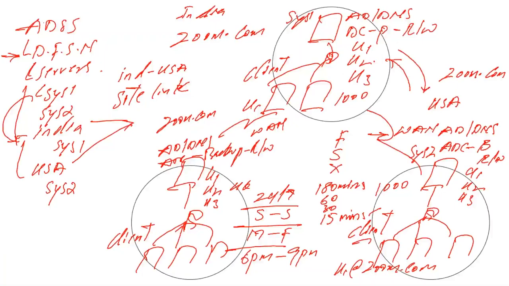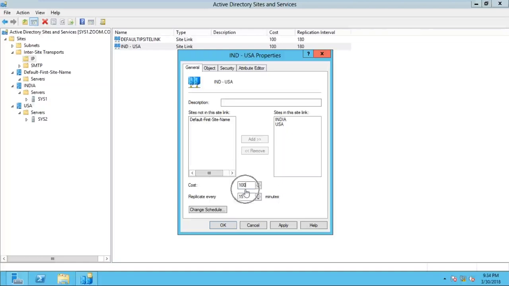Example, between India and USA, I'm using 2 GB internet line. Internet line is fast or slow here? It is fast. So cost is what? Less. You have to ask the ISP, sir, what is my cost? The ISP will give the cost number, you have to type here, right? But if you don't know the cost number, leave it like this. Don't type any number yourself. If the ISP is giving a cost number, type it. Otherwise, leave it. Then click on apply and click on OK.